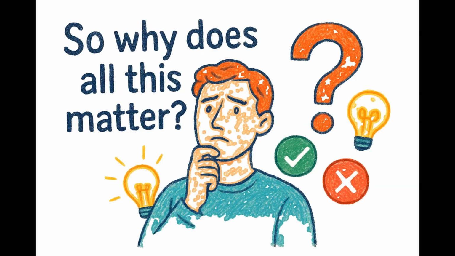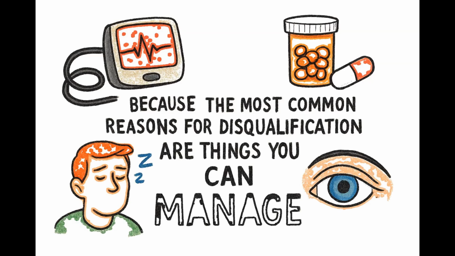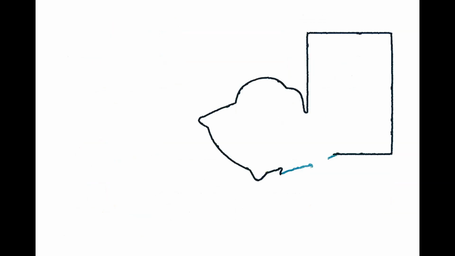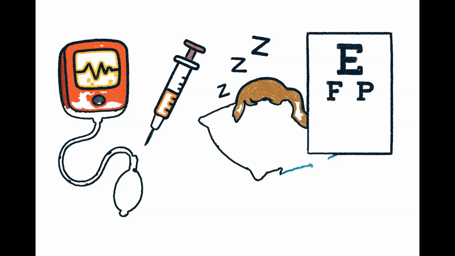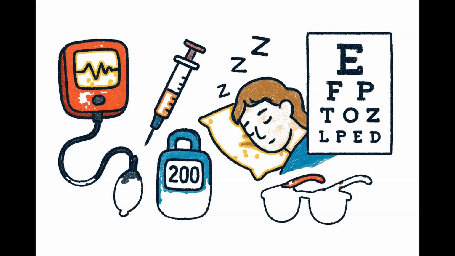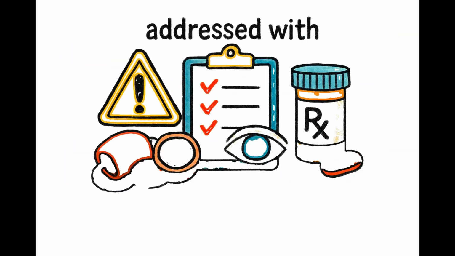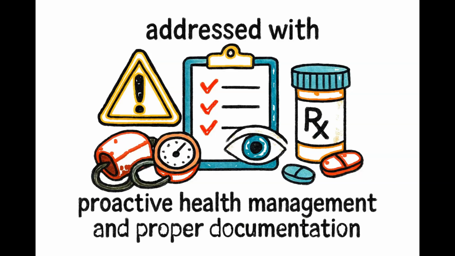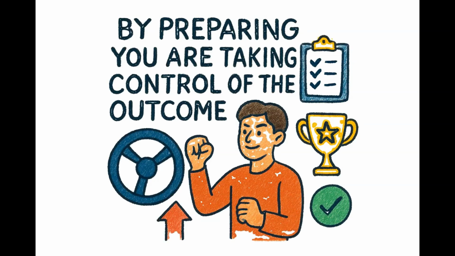So, why does all this matter? Because the most common reasons for disqualification are things you can manage. Uncontrolled high blood pressure, unmanaged diabetes, untreated sleep apnea, poor vision you haven't gotten corrected, using a medication that's known to impair driving without clearance from your doctor. Each one of these roadblocks can be addressed with proactive health management and proper documentation. By preparing, you are taking control of the outcome.